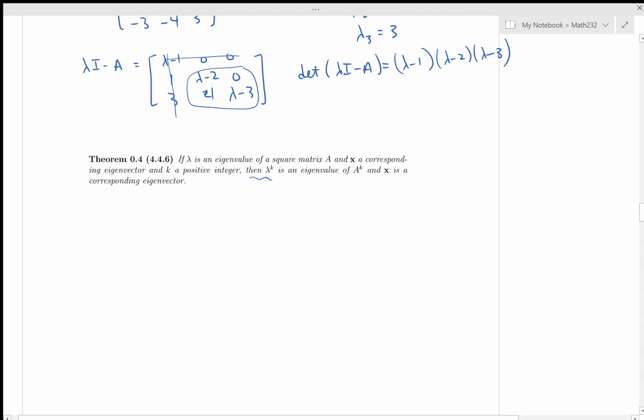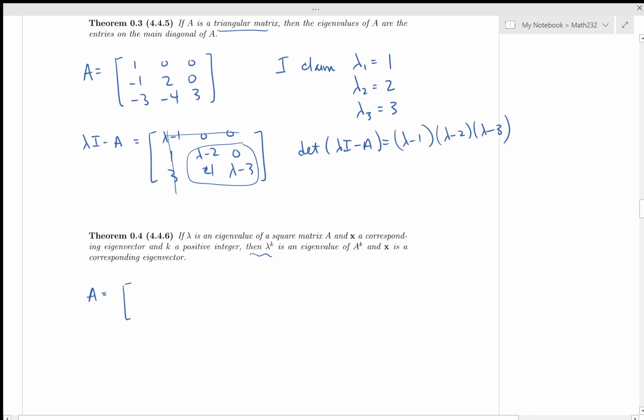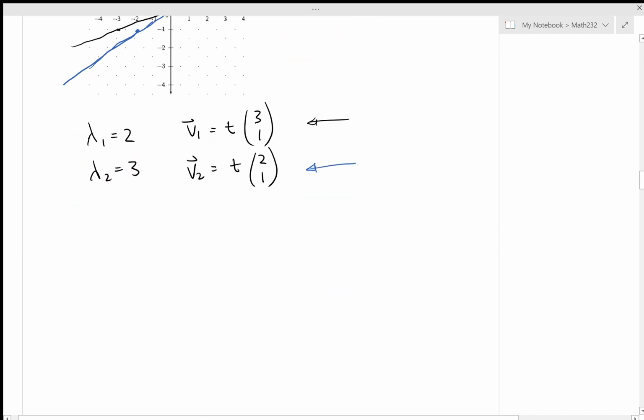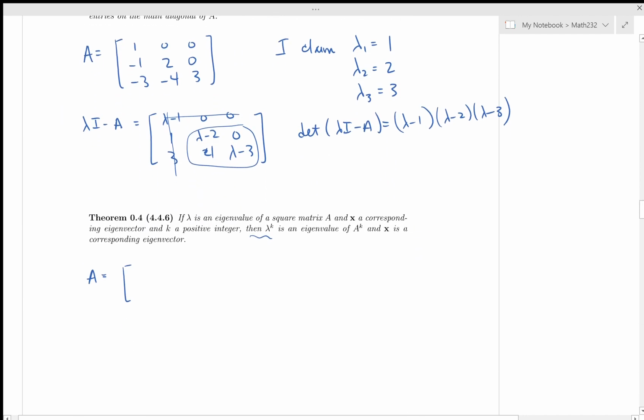I want to do an example here. I'm doing this example on the fly, so hopefully I don't make any mistakes. Let's take a 2 by 2 matrix. Why don't we take one we've already done, like this one here: 0, 6, minus 1, 5. We already know that lambda 1 is 2 and lambda 2 is 3.